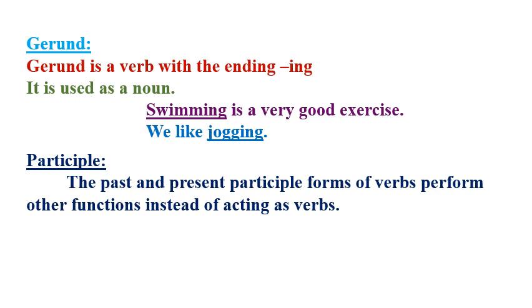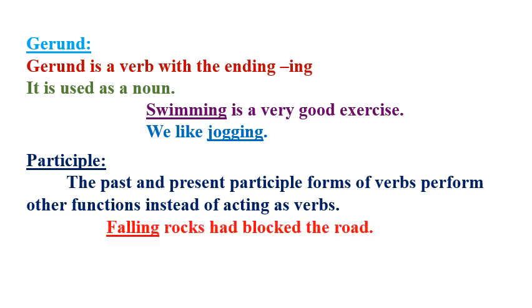They are non-finite verbs. Let me explain to you with an example. Falling rocks had blocked the road. This sentence is in past perfect. How do we know? With the help of the verbs had and blocked. Had blocked. So this sentence is in the past perfect.